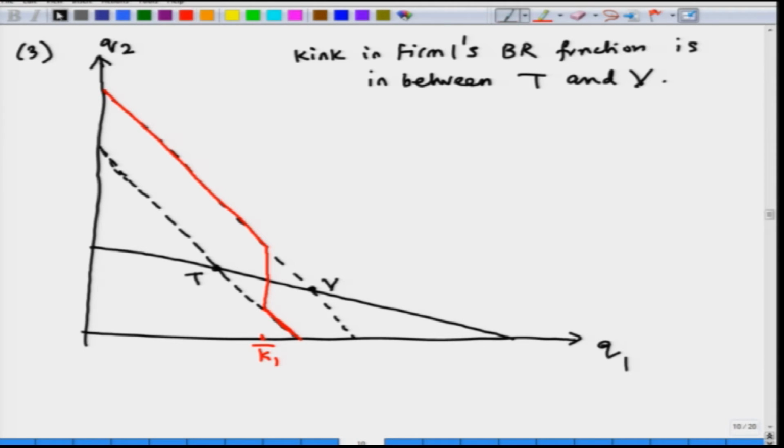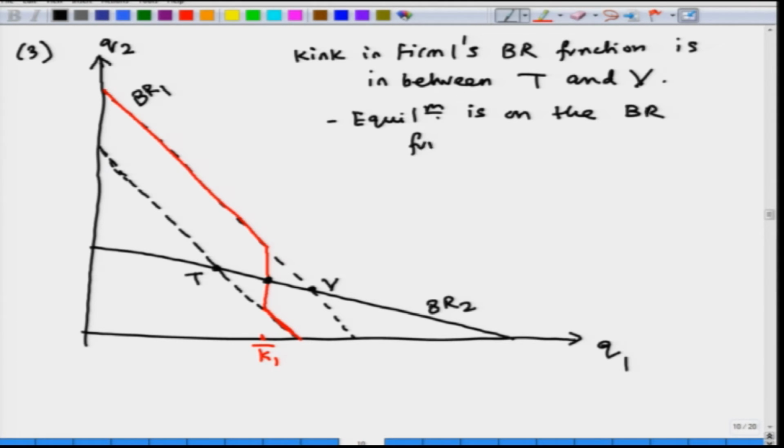So, now in this case notice that this is the best response function for firm 1, this is the best response function for firm 2. The two best response functions are going to intersect at some point here, wherein the Q1 will exactly be equal to K1 bar, which means the capacity is fully utilized, right. So, the equilibrium in this case is on the best response function.